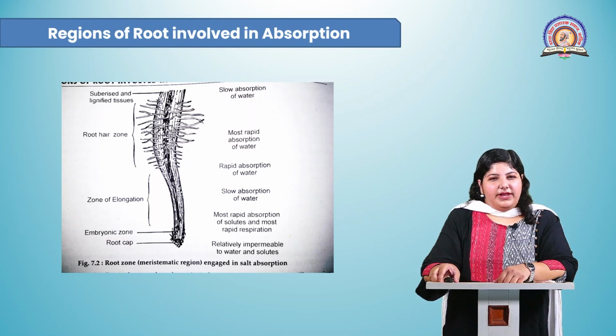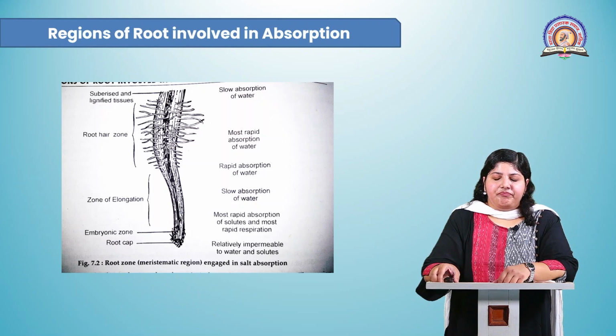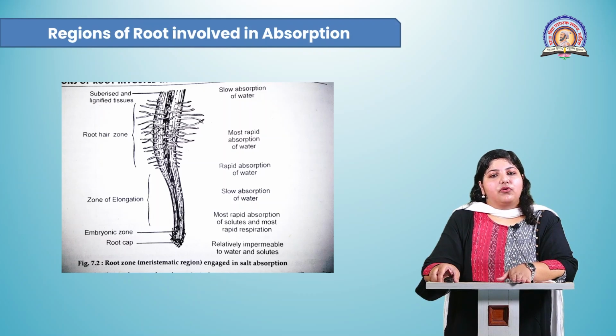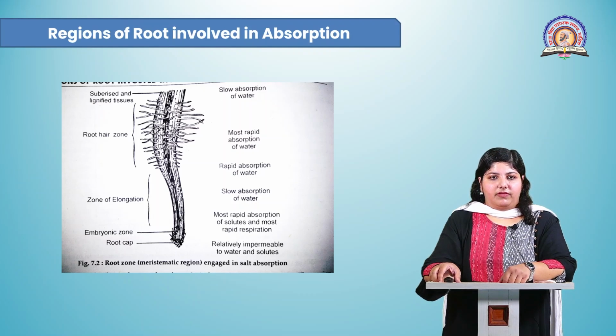That region shows very slow absorption of water. That is the function of that lignified region. Then we have the root hair zone. The root hair zone is involved in the most rapid absorption of water. Then we have the zone of elongation or the meristematic zone. This region is involved in slow absorption of water, but it is involved in the most rapid absorption of solutes. And we have the embryonic zone and the root cap below, which is relatively impermeable to water and solutes.